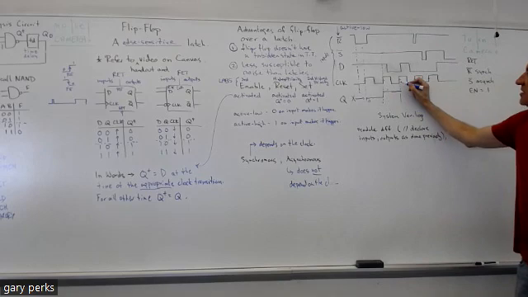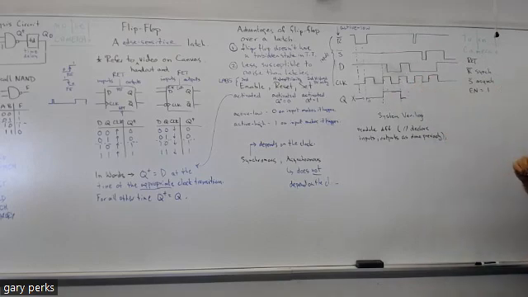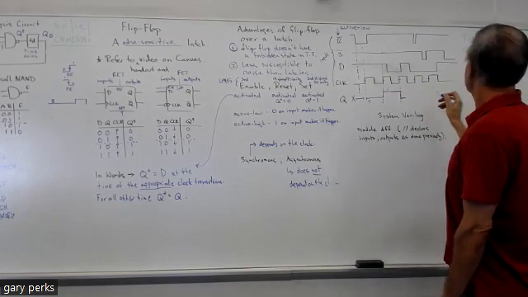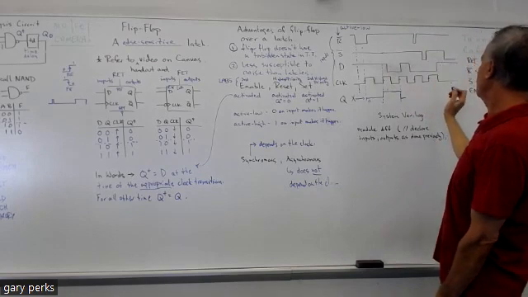Okay, so at the time of this rising edge, since D is 0, it's going to go to a 0. All right, and then let's see, then what changes next?